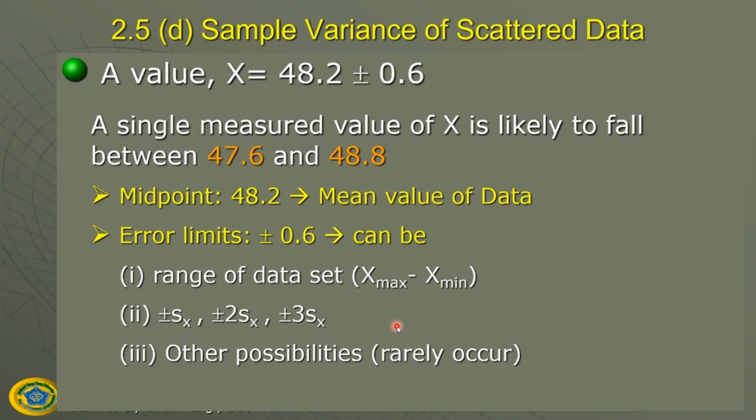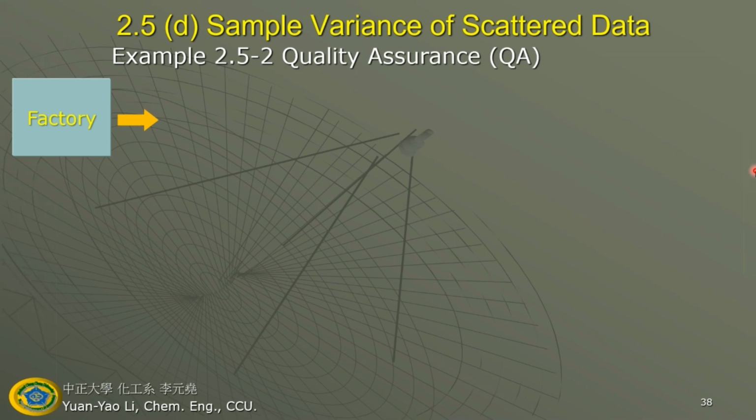Okay? So make clear what the error limit means. Once you get this number from somebody else, you need to ask them, what is the definition of 0.6? Is that 1 standard deviation, 2 standard deviations, or 3 standard deviations, or other possibilities? Right. So this will be the question before we end this lecture today.